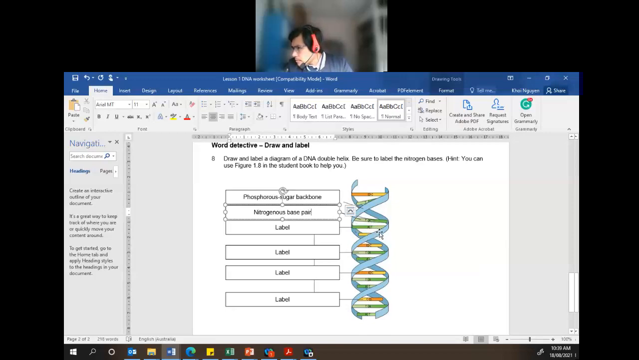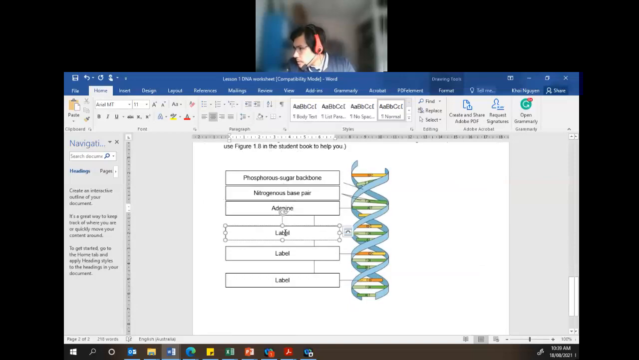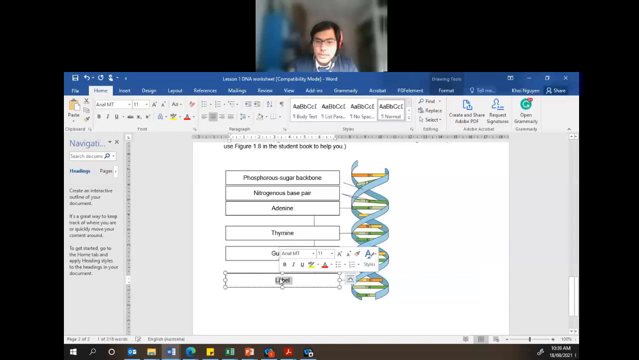Okay, next we've got, this one is pointing to A, so that's going to be adenine. I'm just going to make sure that I spelled it correctly. Okay, that's good. And then this one points to a T, so that's going to be thymine. That is pointing to a G. I know it's a bit hard to see there, but that's going to be guanine. And then finally, we've got C, which stands for cytosine.